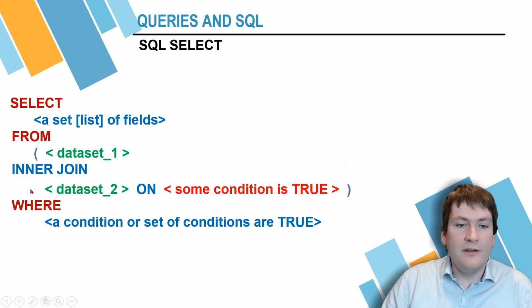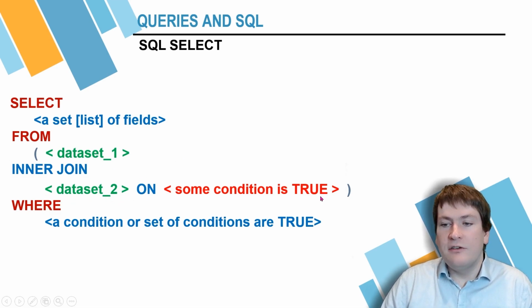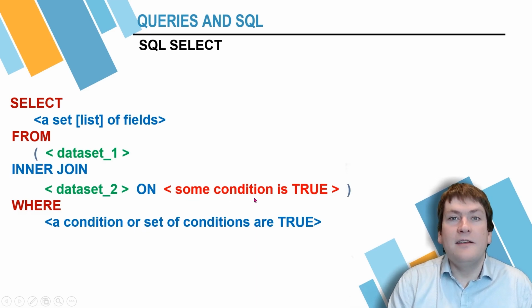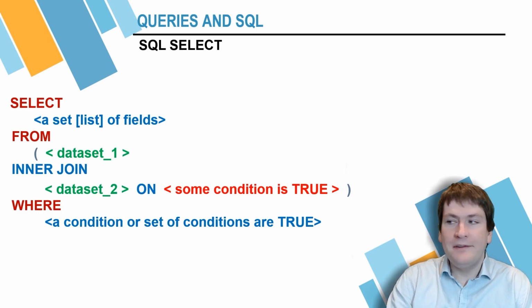So if we take a look on the slide, data set 1 would be the name of the first table in many cases, and the second one, data set 2, would be the name of the second table, and the "some condition is true" would be conditions that tell Access how we're matching up the primary key to the foreign key. Let's go back to Access, where we left off, and see how we can fix that doctor example.